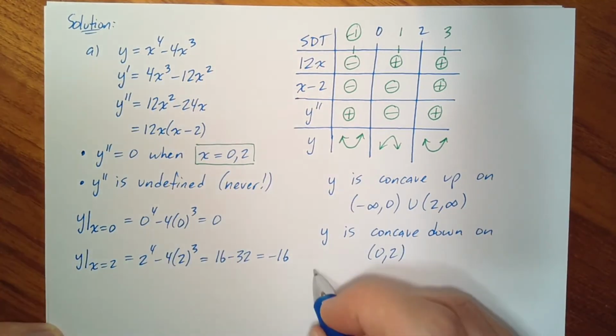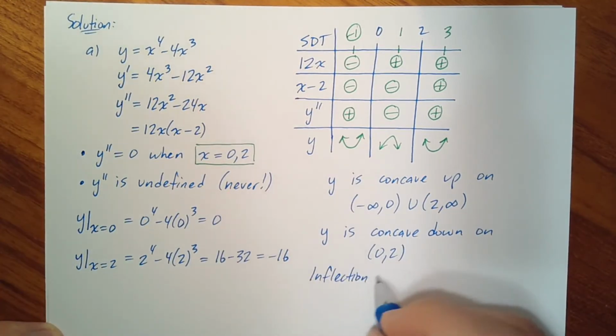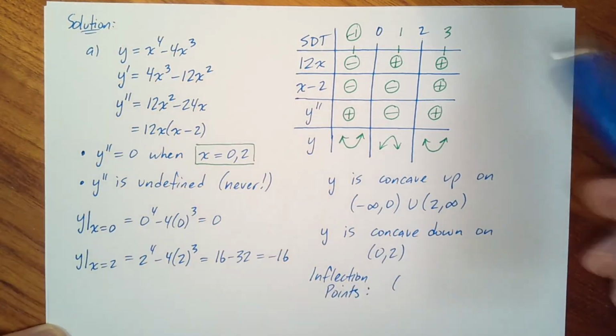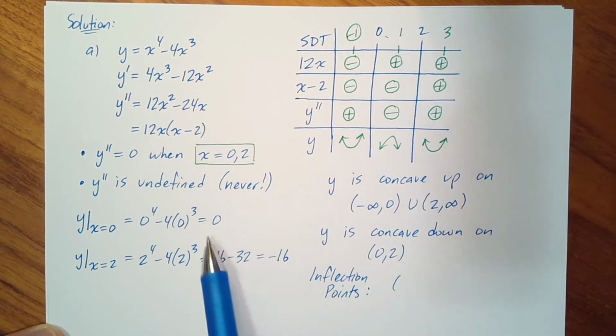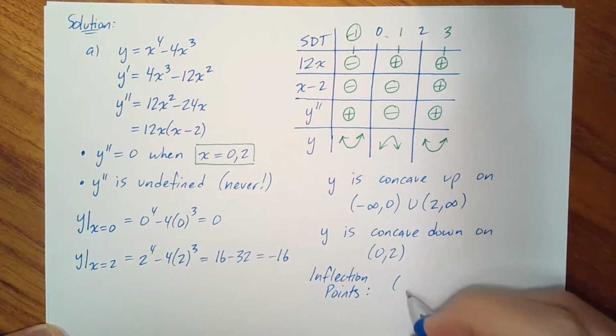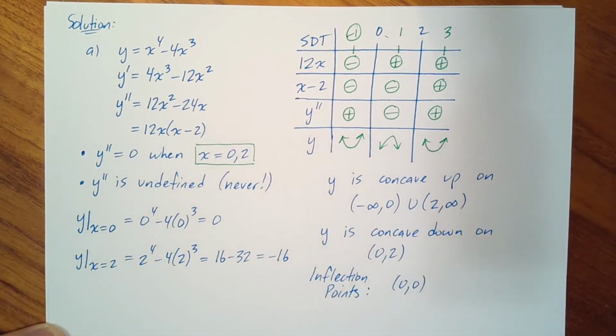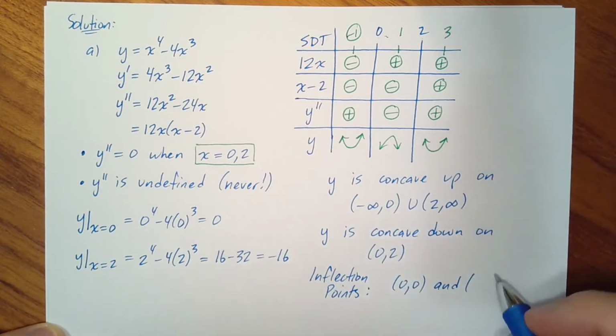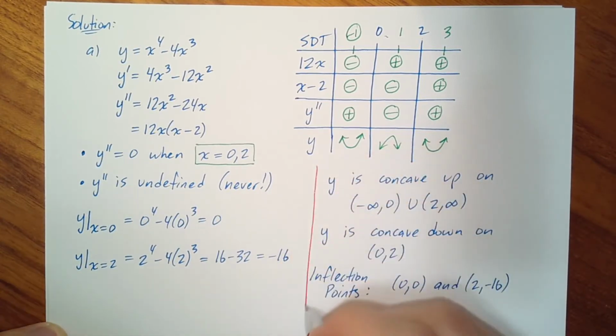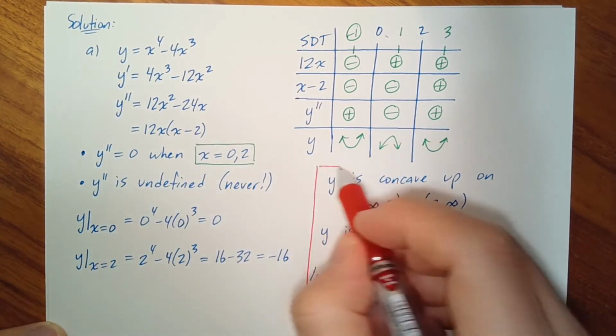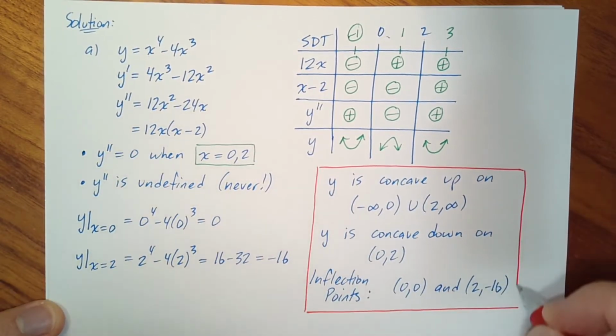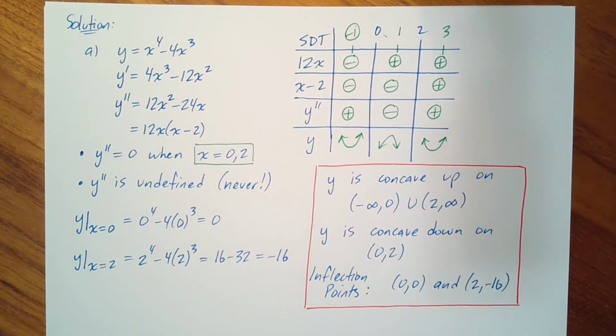And then inflection points, let's list those. Well, we've got one at 0, and the y coordinate that corresponded to that point was 0, so we're going to have the point 0, 0. And the other inflection point has an x coordinate of 2 and a y coordinate of negative 16, so we'll have 2, negative 16. And finally, that is your answer. So that's all the intervals of concavity as well as the inflection points. We found absolutely everything.